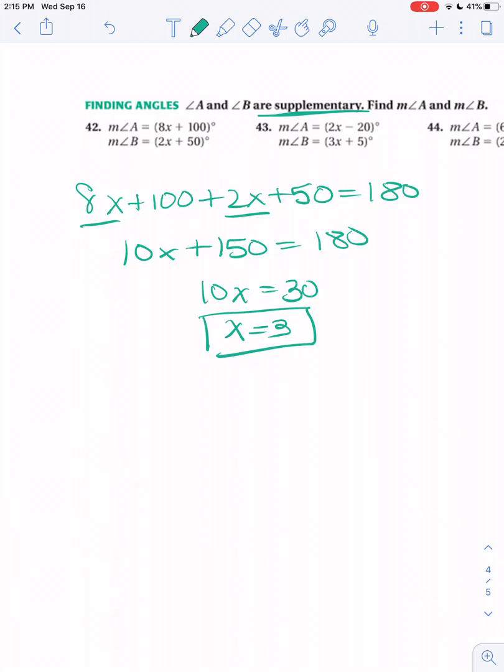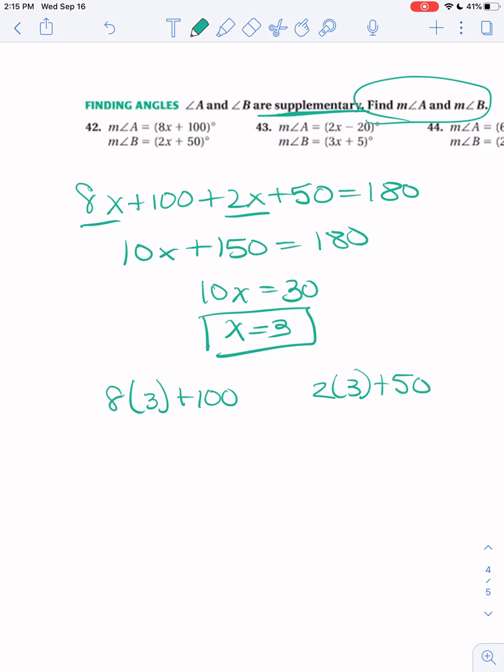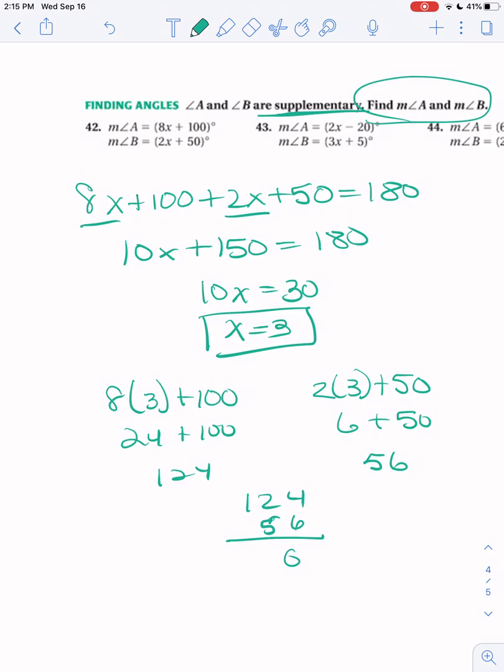And let's go ahead and substitute it back in and find the measure of A and B. So we have 8 times 3 plus 100, and we have 2 times 3 plus 50. That's 24 plus 100, or 124. That's 6 plus 50, or 56. And if we did it correctly, it should add up to the 180 we're looking for.